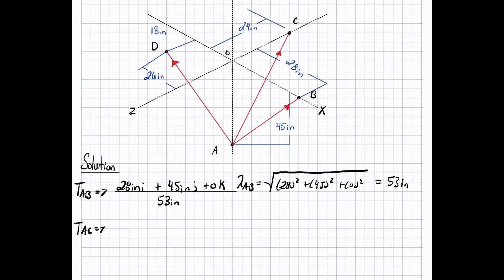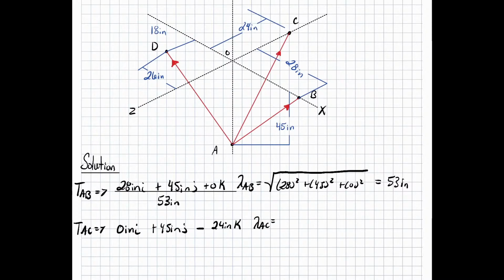Make sure you still see it. So tension AC in the X direction, we have 0 inches in the X direction, or I. We have a positive 45 inches again in the J direction, and this time we have a negative 24 inches in the K direction.